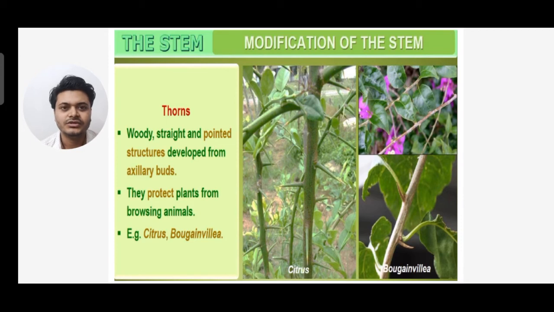Next are thorns. Thorns are woody, straight and pointed structures developed from axillary bud. They protect plants from browsing animals. Examples are citrus and bougainvillea, where you can find thorns, and they help protect the plants from the harm of animals.